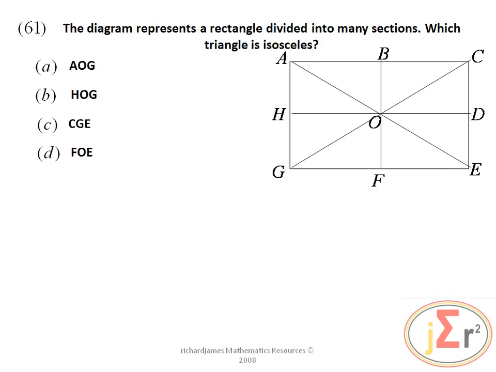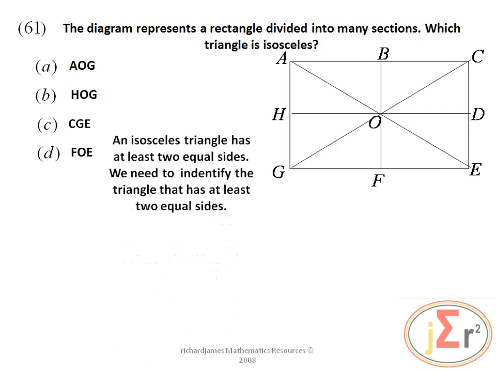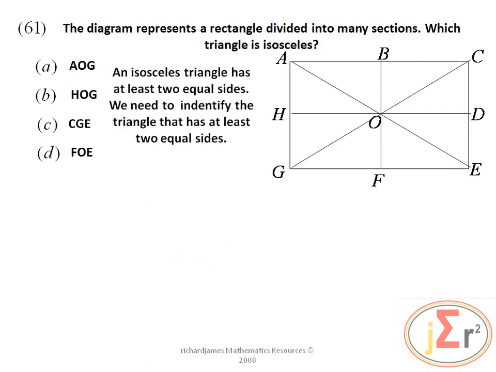The diagram represents a rectangle divided into many sections. Which triangle is isosceles? An isosceles triangle has at least two equal sides. We need to identify the triangle that has at least two equal sides.